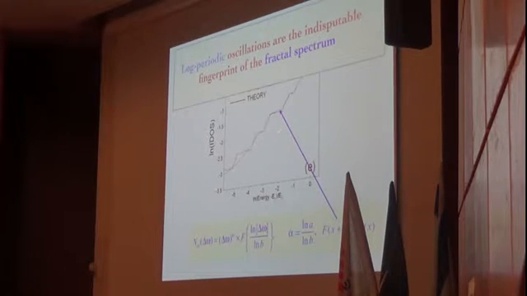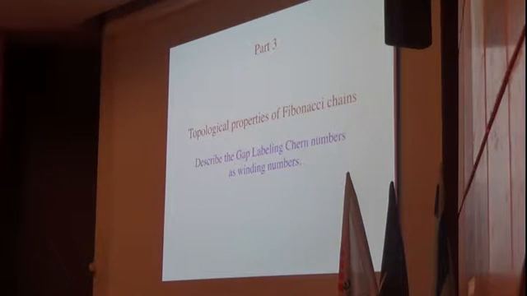Okay? It's not enough to have a power law. You need those log periodic oscillations. Okay, so we have a fractal spectrum, and we have Chern numbers to label the gaps of this spectrum. So now, a second way to define Chern numbers is to describe them as winding numbers.